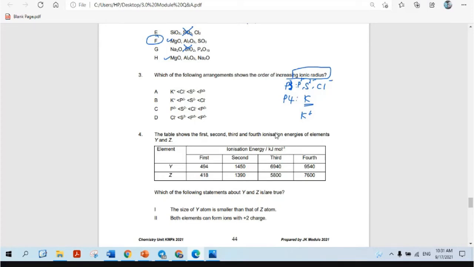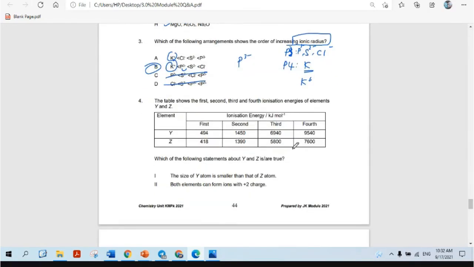So which one is the smallest one? Once you identify the smallest, everything will be easier. Phosphorus ion, sulfur ion, chlorine ion, and potassium ion. Which one has the smallest size? Potassium. Yes, potassium. Out. So which one has the largest size? Phosphorus. Yes, phosphorus. Semakin negatif, semakin besar, semakin positif, semakin kecil. So the answer is B.